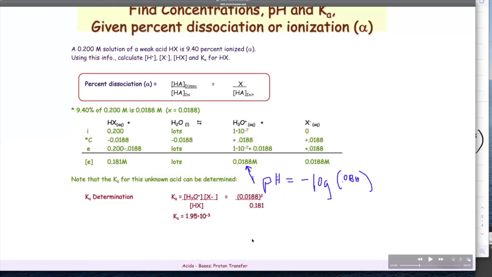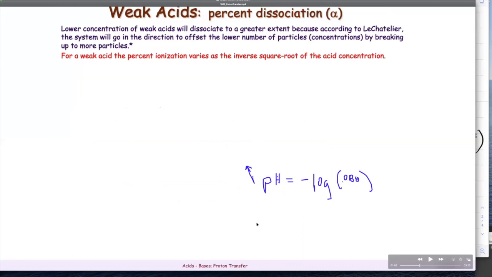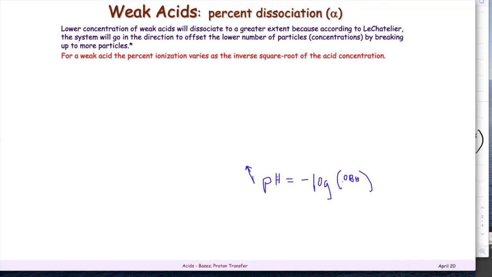So here it is right here. We're solving the math. We can calculate the Ka, and you can also calculate the pH of that solution based on that concept. So this particular slide tells you that you can definitely calculate the chemicals based on the percent dissociation. Clear this real quick.